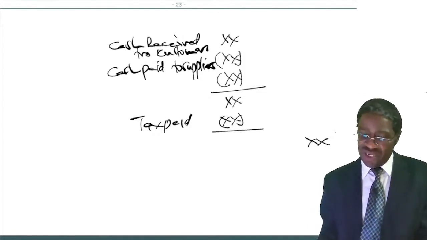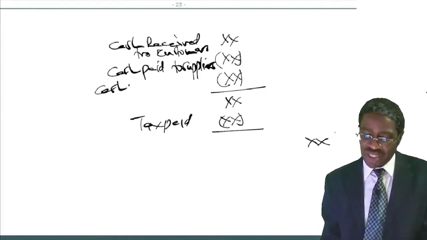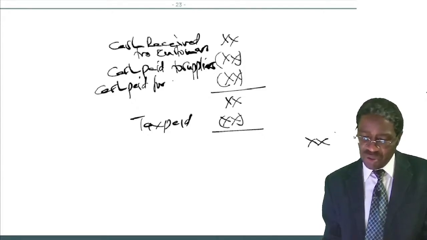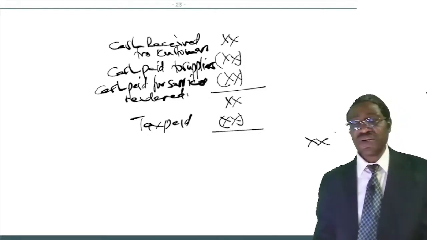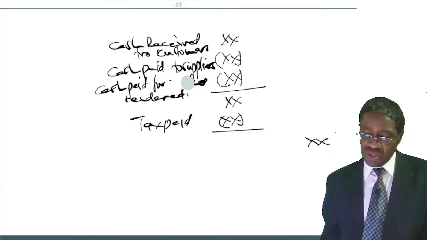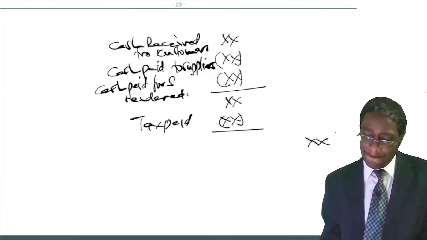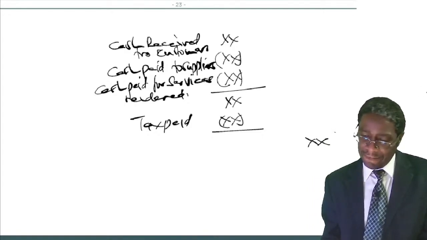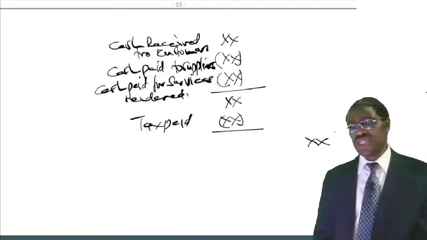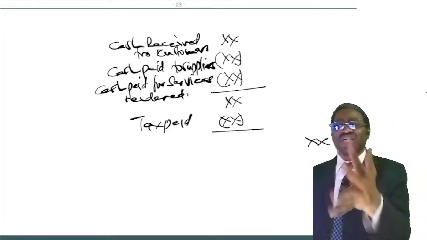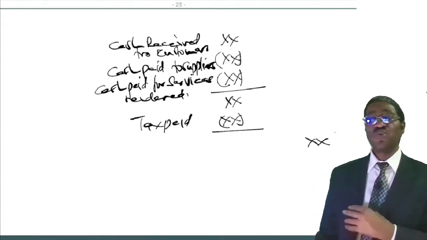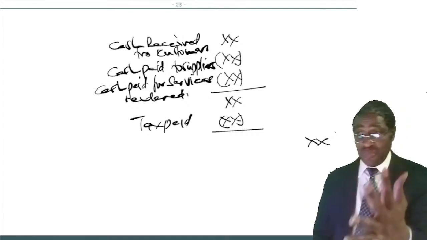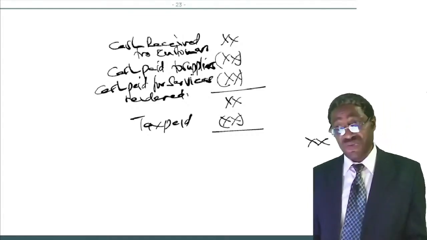Okay. Finally, you need another figure we call cash paid for services rendered. Now, people have given you service as a company. What is it that you paid for them for those services? Employees gave you a service, you paid them salaries. Kenya Power gave you service for lighting, you paid them for electricity.